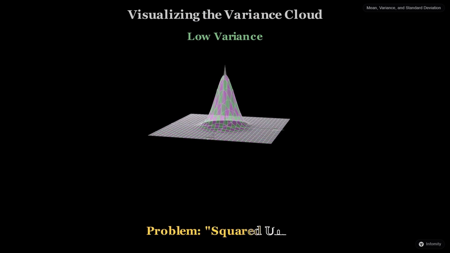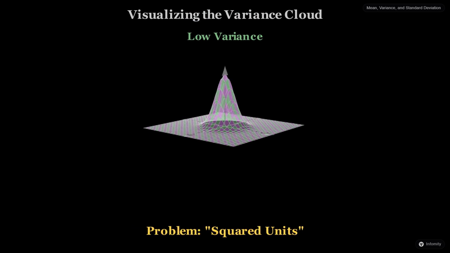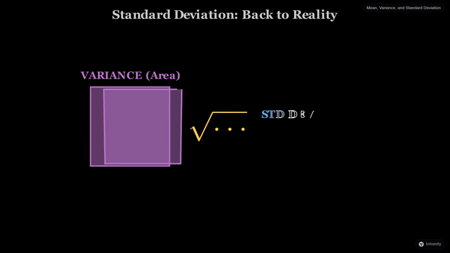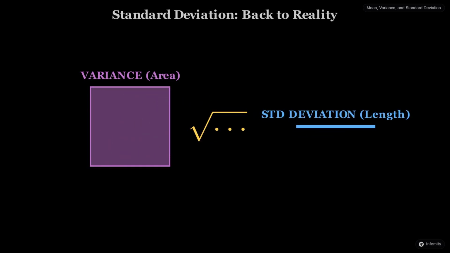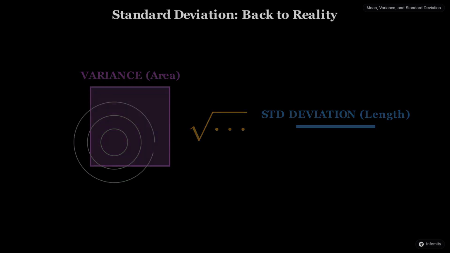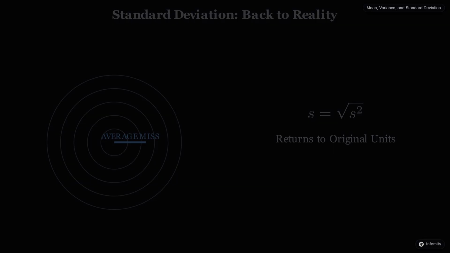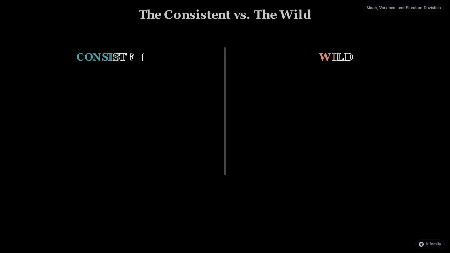While variance is mathematically powerful, it has one problem. It is measured in squared units. To get back to our original units, we take the square root of the variance. This gives us the standard deviation. If the variance was the area of our error, the standard deviation is the average distance of a hit from the mean. It is the most common way to describe how much we expect a single data point to vary from the average.